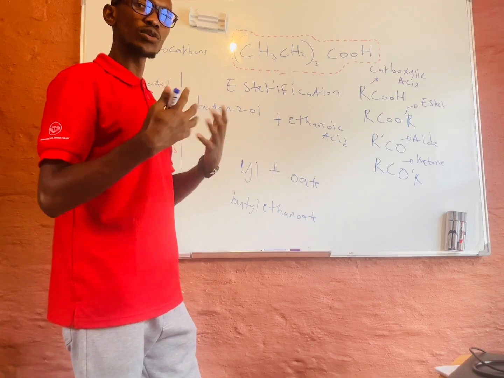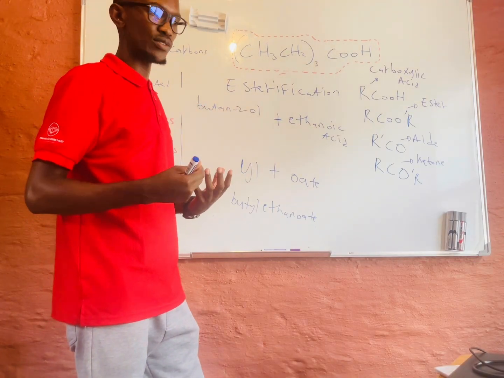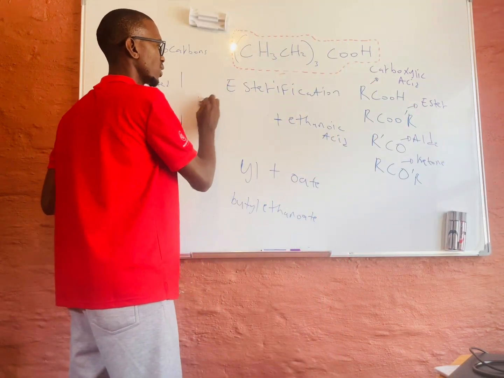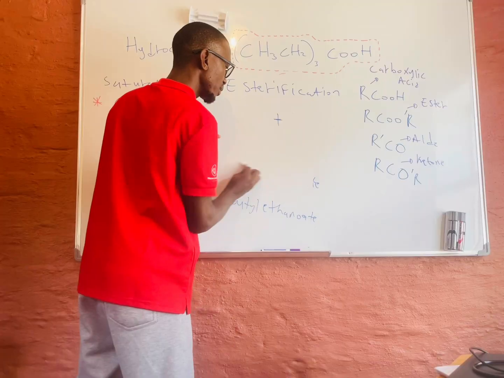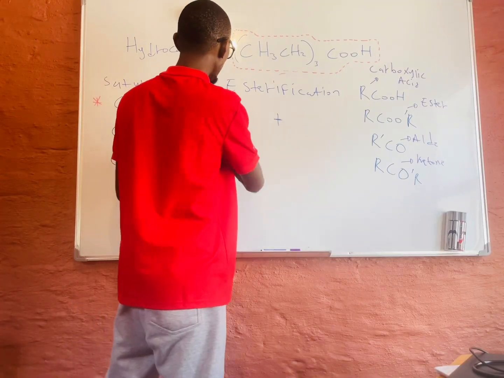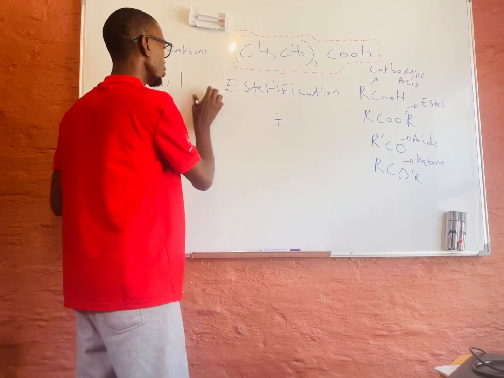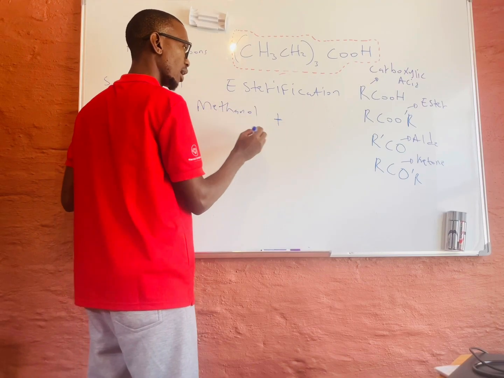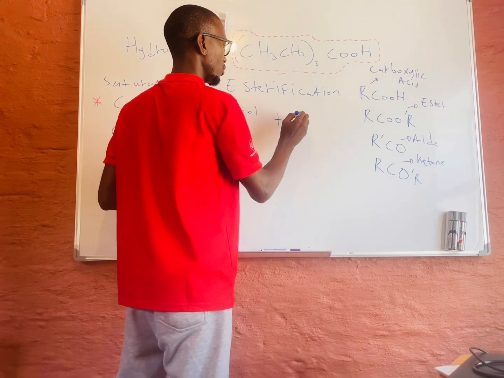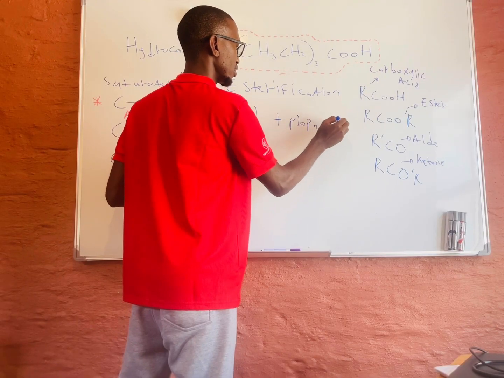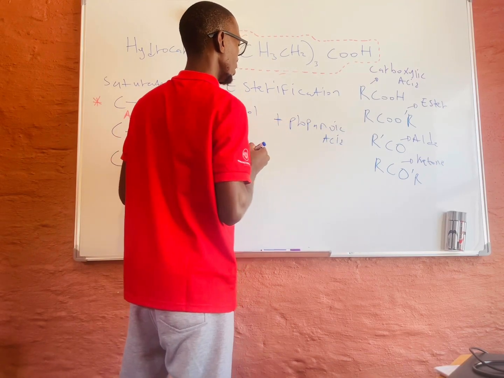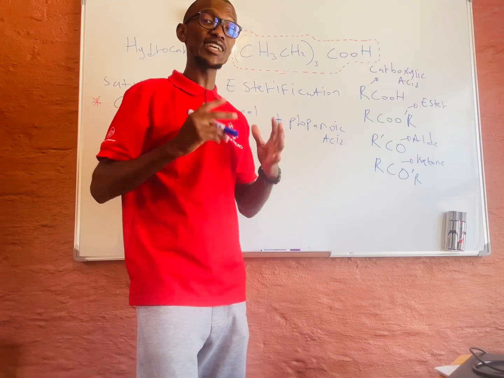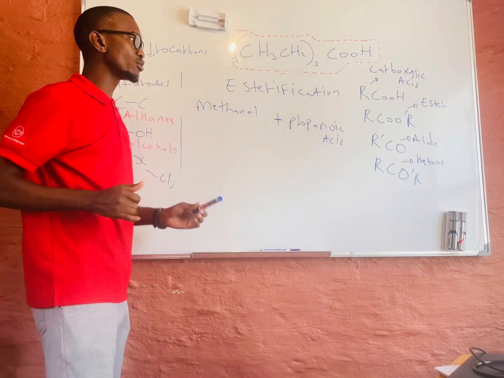But now you have to draw the structures. How are you going to do that? Let me just show you. Let's go back to the first one that we did. And also I want to show you how to remove that water. So we're going to have methanol as our alcohol with propanoic acid. And we know that we're going to end up forming what we call methyl propanoate as our ester. So how are we going to do this?